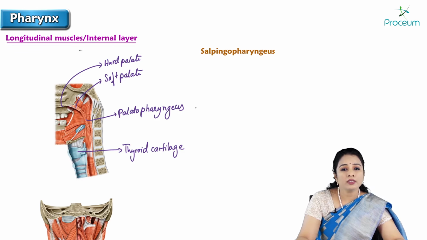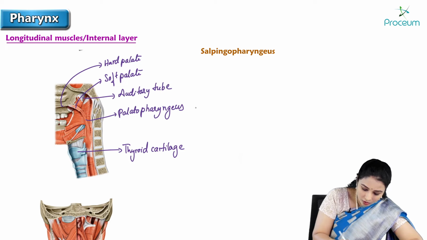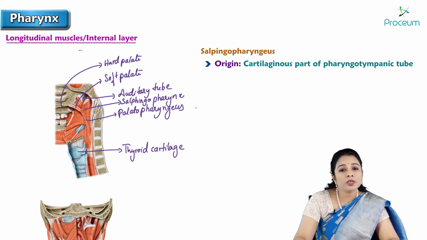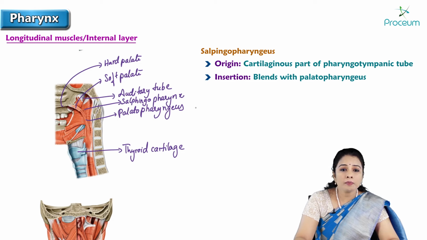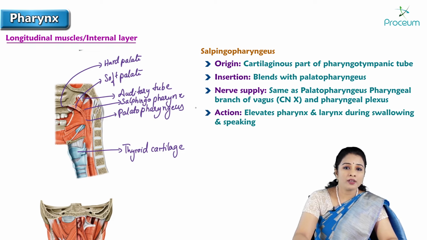Next muscle is salpingopharyngeus. So, salpingopharyngeus is from the auditory tube. So, this is the auditory tube. So, the muscle gaining origin from the auditory tube is salpingopharyngeus. It gains its origin from the cartilaginous part of pharyngotympanic tube or auditory tube, and it inserts by blending with the palatopharyngeus muscle. And nerve supply is same as palatopharyngeus muscle, which is supplied by pharyngeal branches and pharyngeal plexus. So, pharyngeal branch is a branch of vagus, that is the 10th cranial nerve, and action is also similar to palatopharyngeus muscle. It elevates the pharynx and larynx during swallowing and speaking.